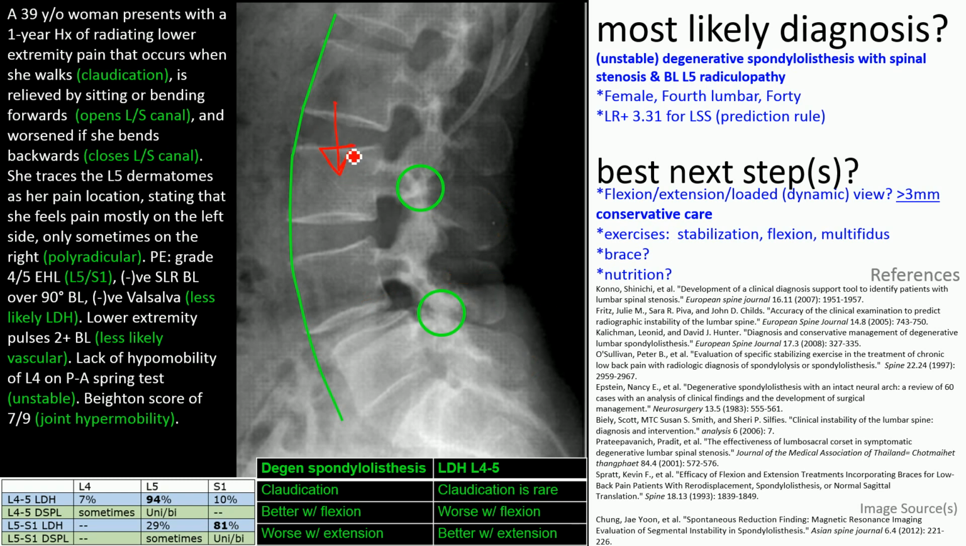And what you can do next is actually do a loaded view. You can put a backpack on the person with weights in it, and that will actually slide this even further. What you're looking for there is called instability. If it slips more than 3 millimeters, you can do a flexion extension view to do the same thing to see if it slips more.